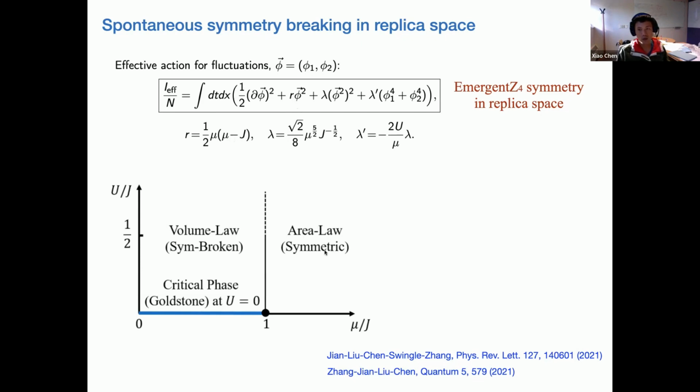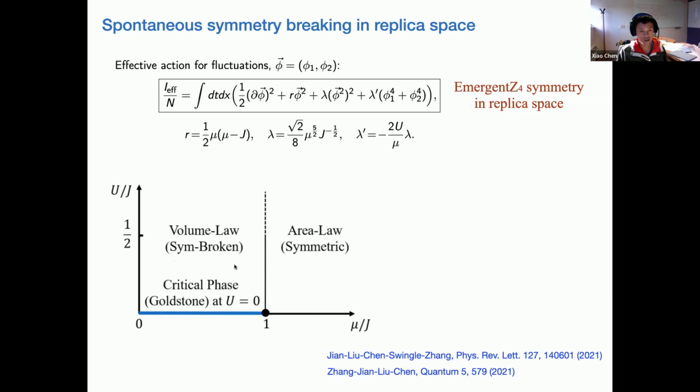There's a special point when there's no interaction, that is the U equal to 0 case. At this point the symmetry is enlarged and becomes a continuous symmetry, and then there's a Goldstone mode over there. So this is a critical phase. I will not discuss this one. This corresponds to some interesting non-unitary free fermion problems. It's also interesting, but I will not discuss it here. So this is a special line when U is equal to 0.